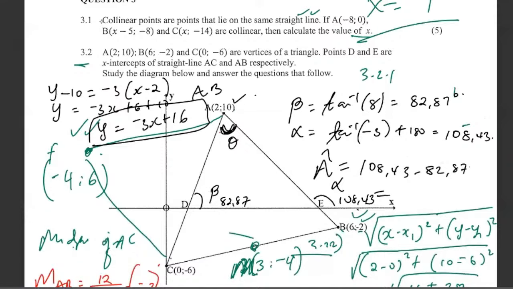108.43 minus 82.87. This gives me 25.56. So that becomes the size of our angle A. All right, so that's what happens. Now, there are cases.